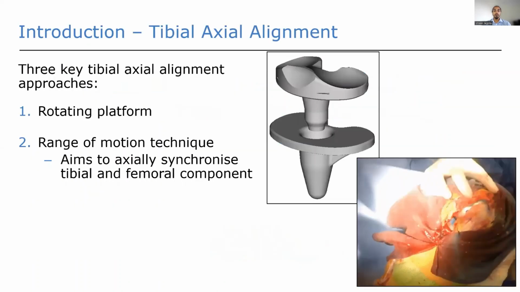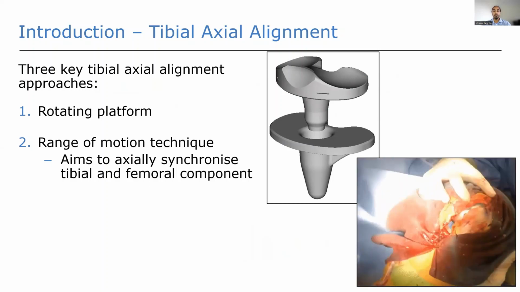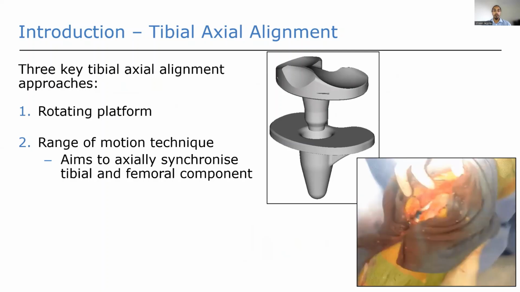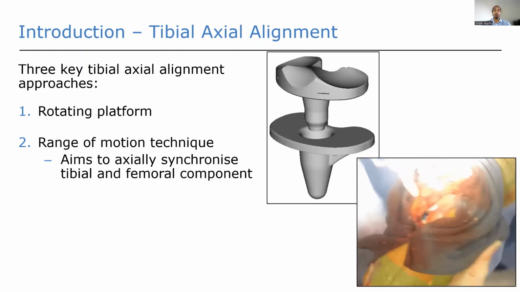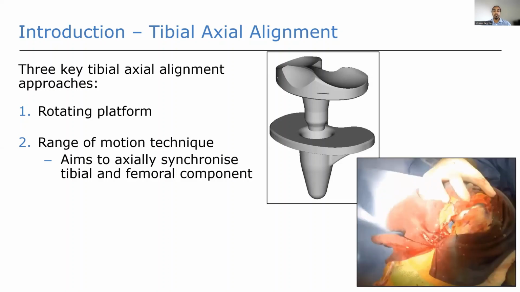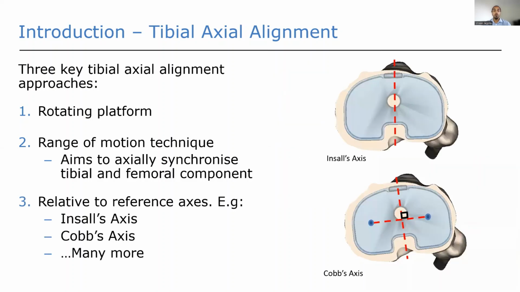There are three key approaches to set the tibial axial alignment. Firstly, surgeons can use a rotating platform tibia, which can provide a dynamic tibial axial alignment. However, when using a fixed bearing construct, surgeons often resort to either the range of motion technique, which aims to synchronize the alignment of the tibial component with the femoral component, or more commonly, reference axes, based on which the alignment takes place. So, for example, there's Insall's axis, which is the line from the PCL insertion to the medial third of the tibial tuberosity, or Cobb's axis, which is perpendicular to the line that joins the two tibial wells.